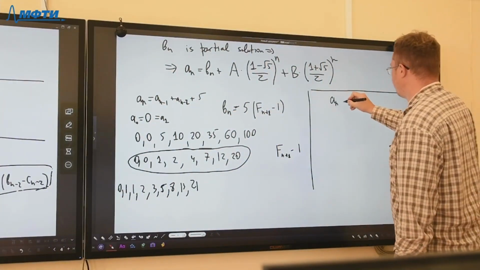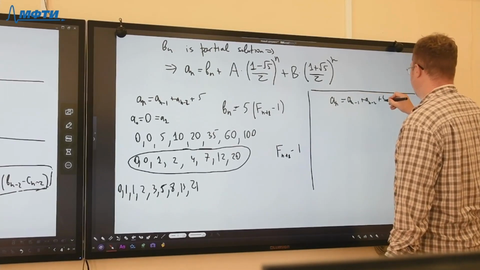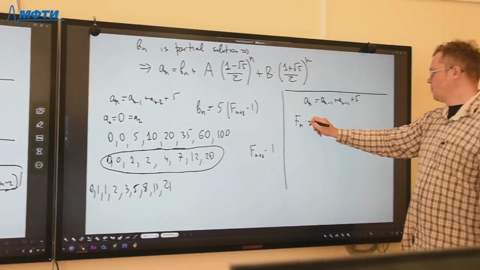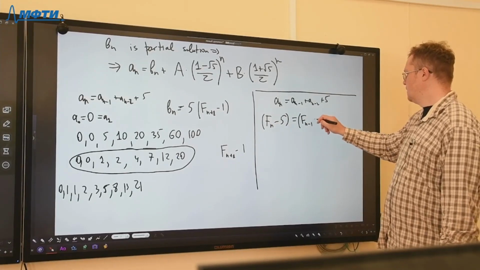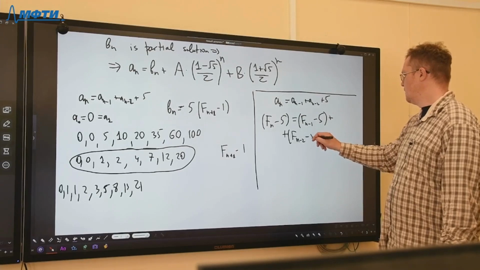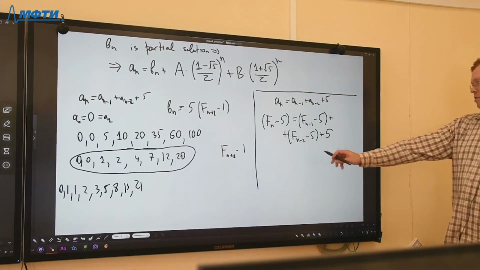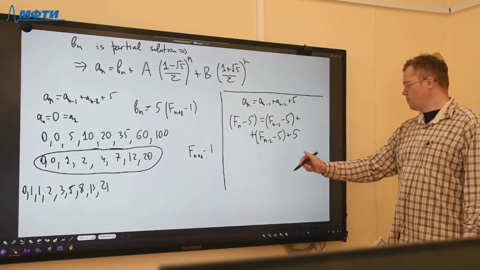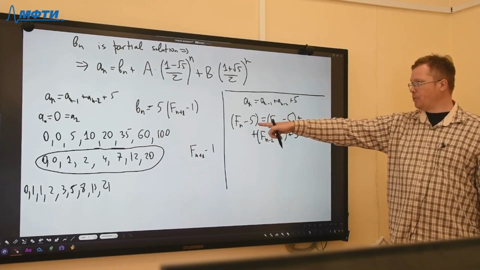If you want to find the partial solution of this one, you take Fibonacci numbers times 5, then we can check that the equality will be true because Fn is equal to F_{n-1} plus F_{n-2}, and so this minus 5 plus 5 will be cancelled, and this minus 5 with this minus 5 will be cancelled.